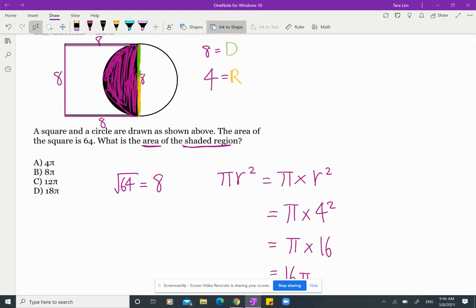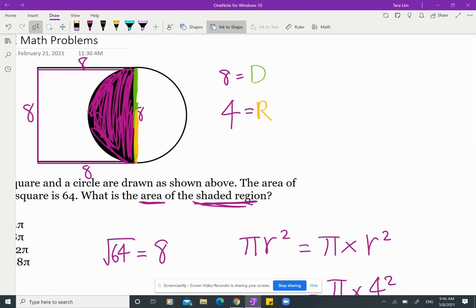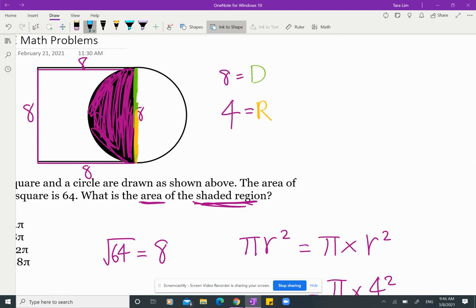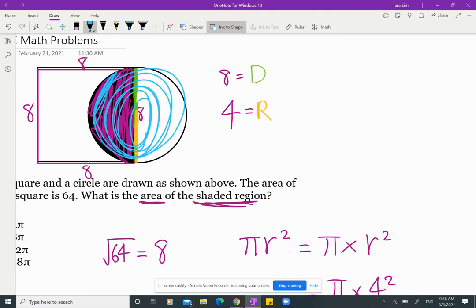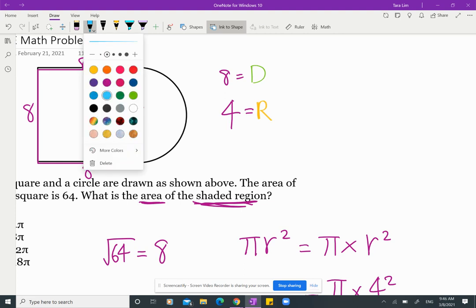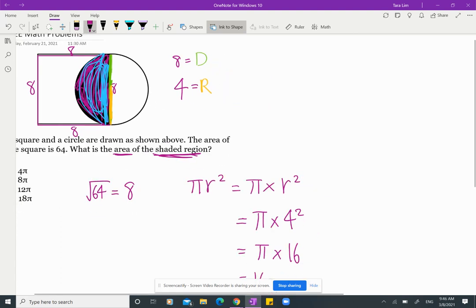And we are not done yet. We still need to calculate the shaded region. We calculated the whole circle. But we only want to know the shaded region, which is this region. So as you can see, this region is half. This is exactly half of the circle.